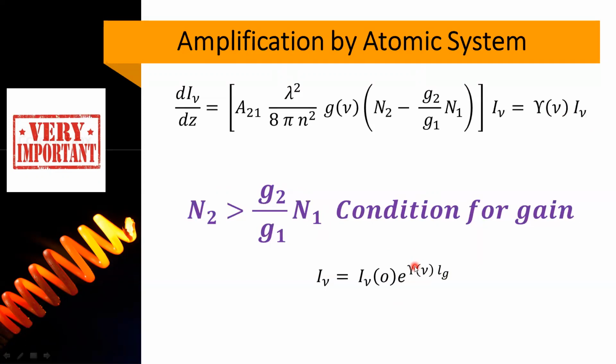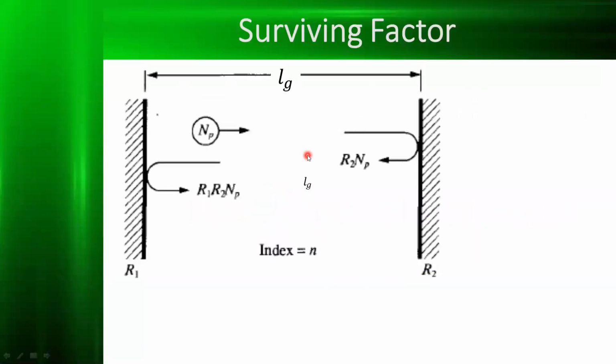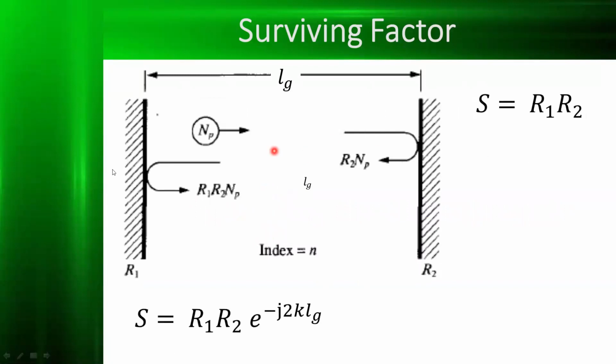So now the condition is you have losses. You have losses due to the reflection of the two mirrors, which in one round trip equals R1 times R2. However, on the other hand, you have gain because the medium between the two mirrors is a gaining medium. Accordingly, you will have a general equation which includes both the losses and the gain. The losses are included in the terms R1 and R2, which represent the reflection of the two mirrors. The higher the reflection, the lower the losses.